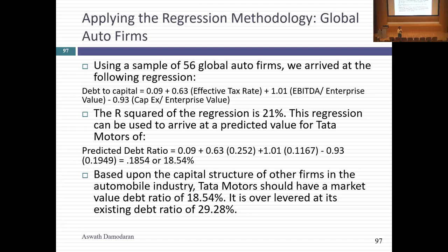Now I've added ammunition when I go to managers saying, look, you have too much debt. And if you don't like my cost of capital approach, relative to other companies in your sector, you borrowed too much. And it's a much more effective sales pitch. Because the problem is, when your cost of capital approach says you're over-levered, but this approach says you're under-levered, you might as well give up. Because they're going to go with the peer group almost every single time. Any questions on this regression?